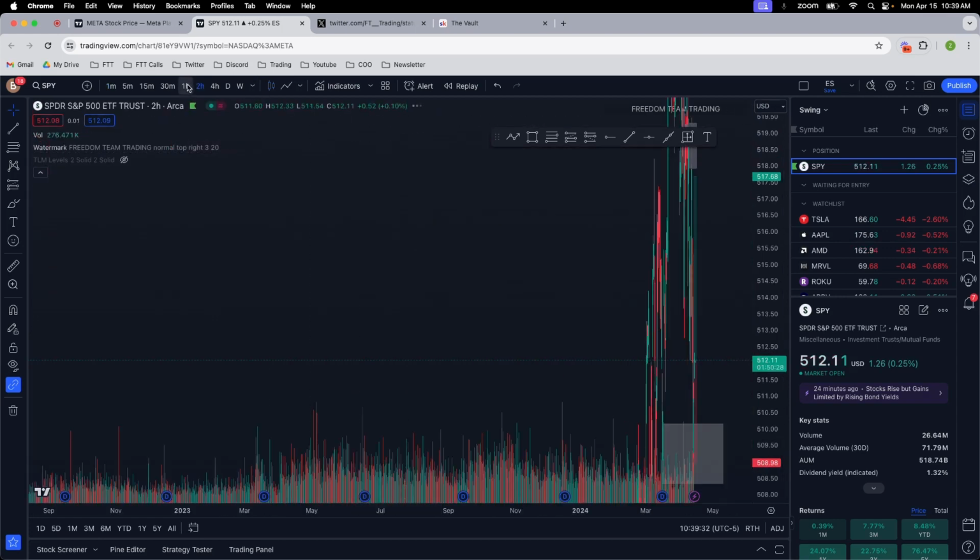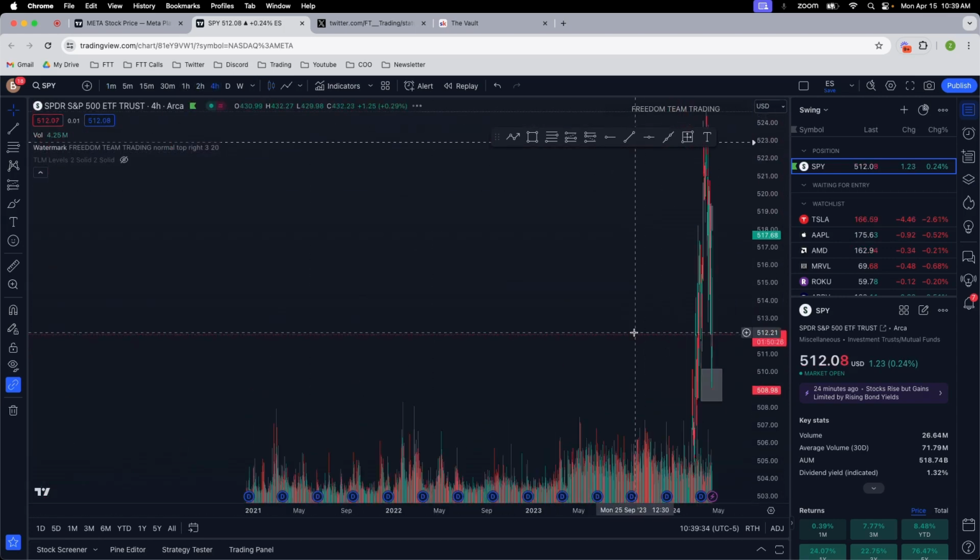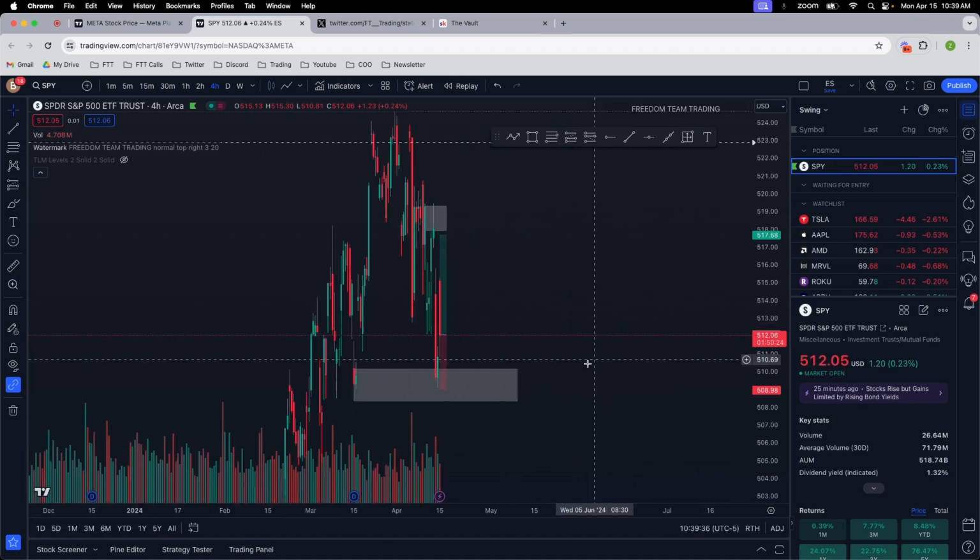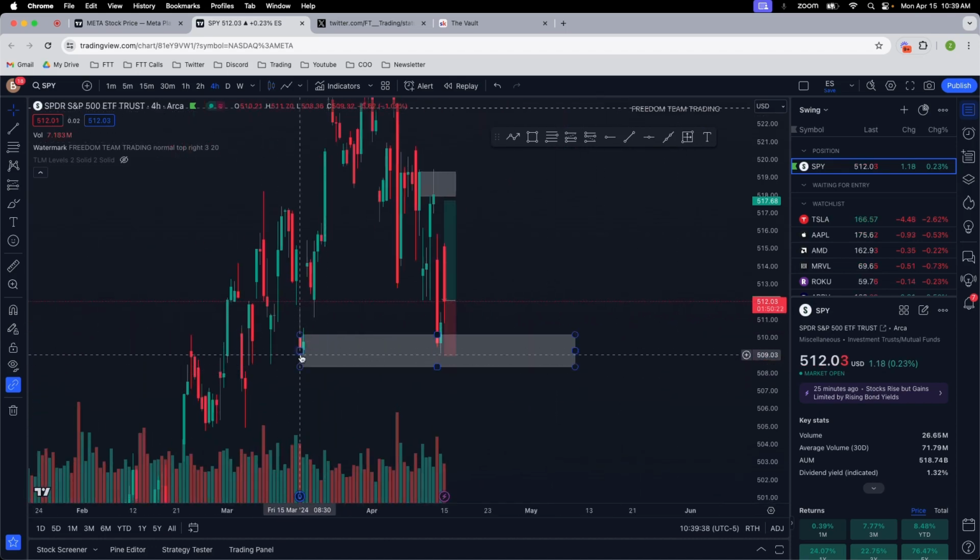So if we go to a higher time frame, 2 hour, 4 hour, whatever it is, we see that we have demand back from Friday, March 15th. That created a gap up, so this is demand. Waiting for that retest, you can do that by setting an alert. Whatever you do, you wait for price to come back there, then you want to see a reaction from that area. That's what you want to see.